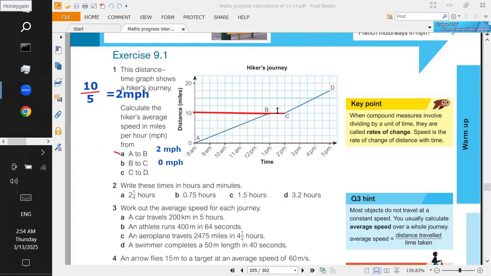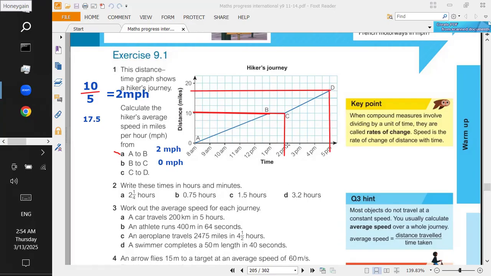So C to D, the distance at C was 10. And then going to D, the distance became what? It became 17 something. So 10, each one is 2.5, 12.5, 15, 17.5. So the distance is 17.5. Now let's talk about the time. Let's write the distance, 17.5. That's the distance. Now the time from C, which is 2, till D, which is 5 p.m.